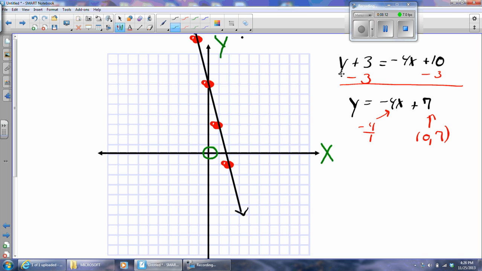You have to get y alone. Plot the y-intercept first, and then use your rise and run to get your other points. Now, of course, you only have to do 3 points, but if you did 4 for perfection or something like that, that's fine. All right, I really don't have much else.